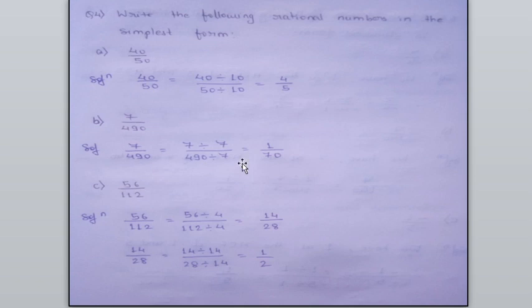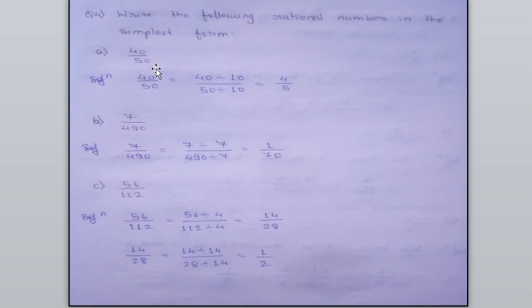Next, question number 4. Write the following rational number in its simplest form. To write the rational number in the simplest form, simply we have to divide the numerator and the denominator of a rational number by the highest common factor of both numerator and denominator. So here first is given 40 divided by 50, and we want the simplest form for 40 divided by 50.